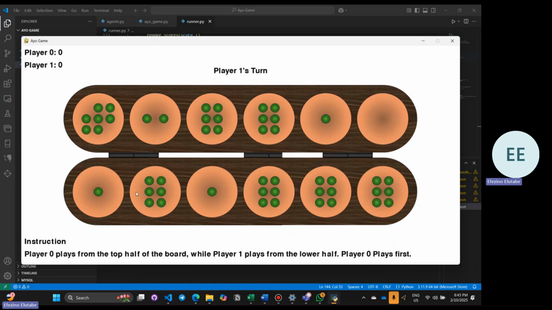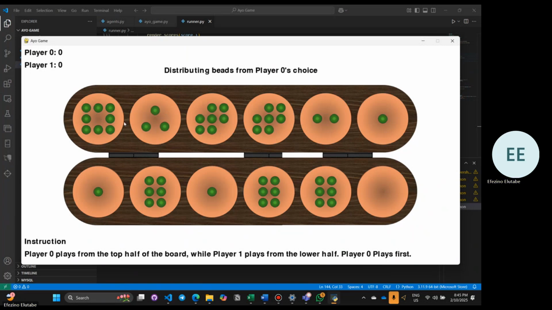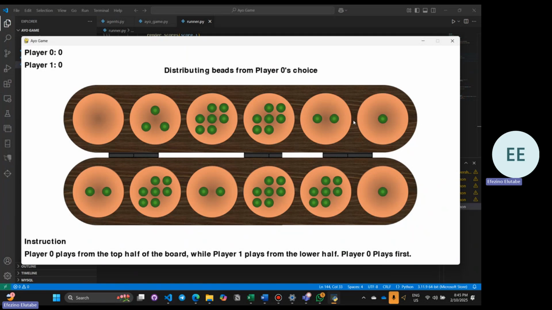And now player B can then play his own turn. So he can take this 6 and distribute it over the next 6. I stop here, I take this 8, distribute it over the next 8 or 9. I don't know exactly how many bits that was. I stopped at 3. I took the 3 and distributed it. Now I stopped at 4. So now player B stopped at 4 and he has taken it as points for himself, right? That's why his score here has incremented by 4.